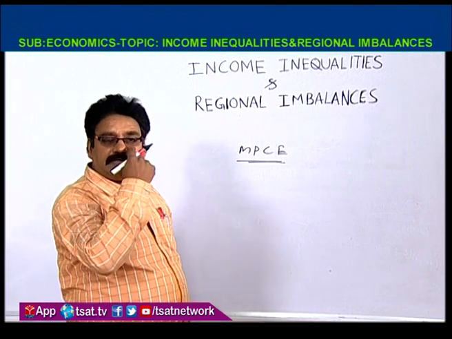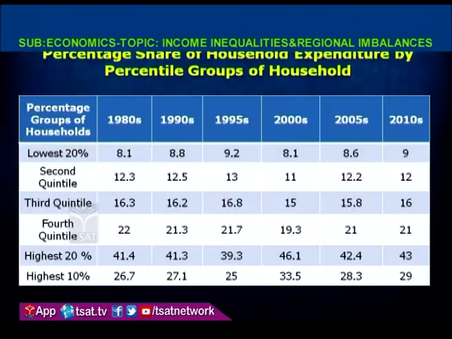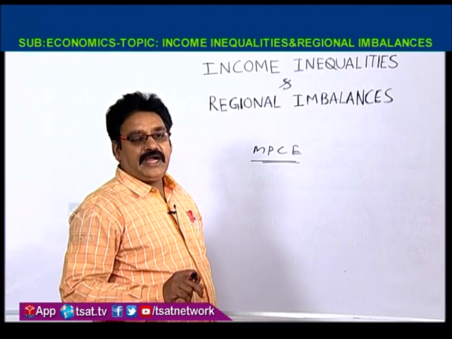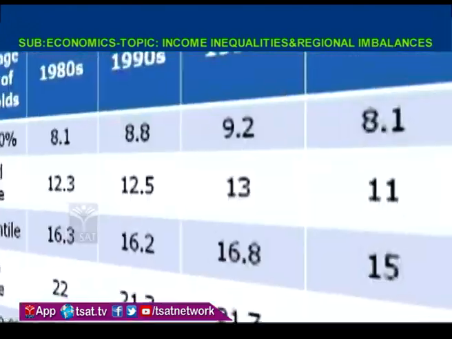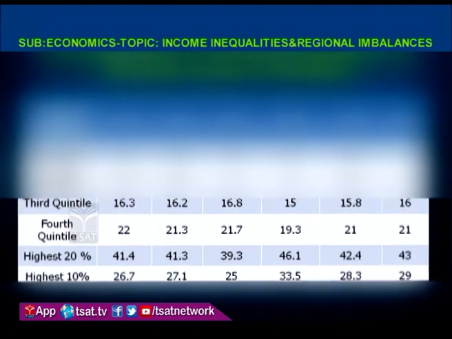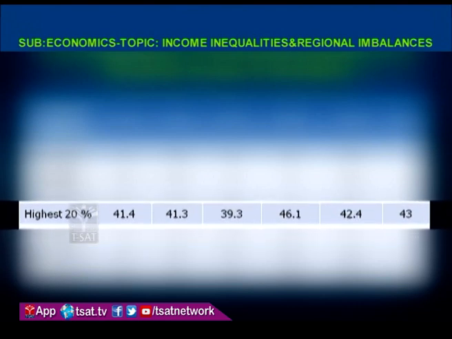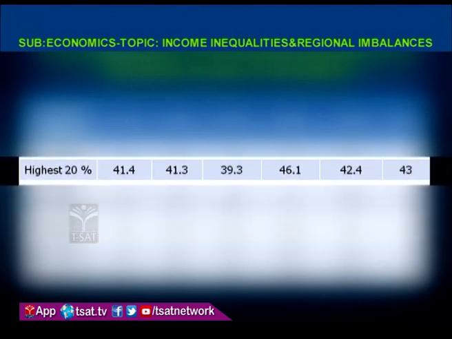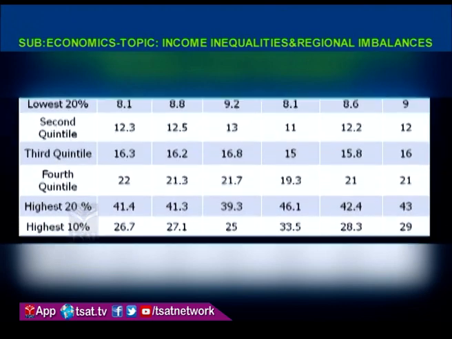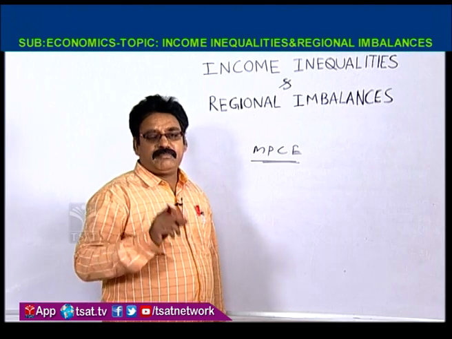If we observe the data in the table, the percentage share of household expenditure by percentile groups of households: the lowest 20% of the people are spending only 8.1% of the total, whereas at the same time the highest 20% of the people are spending 41.4%. Out of every 100 rupees, 8.1 rupees is the expenditure of the lowest 20%, and 41.4% of the expenditure is by the highest 20%. This is the disparity among the people.